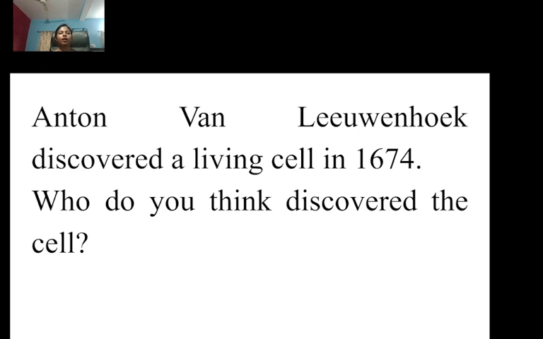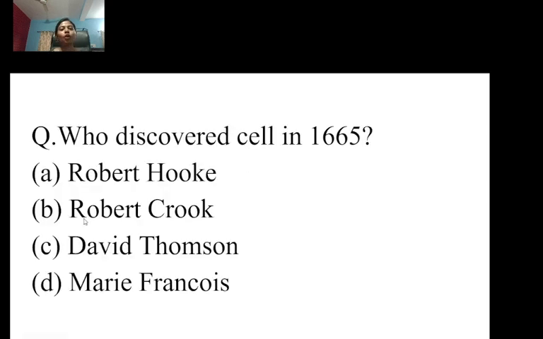Yes. So Anton von Leeuwenhoek was the first to discover the living cell. Okay, the living cell was discovered by Anton von Leeuwenhoek, and the dead cell was discovered by Robert Hooke. So basically, nowadays scientists have finally decided that Anton von Leeuwenhoek discovered the cell. All right? Yes. Who discovered cells in 1665?